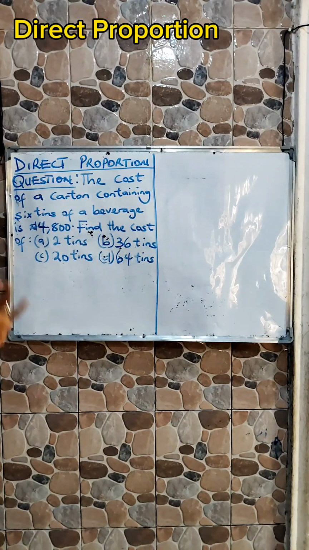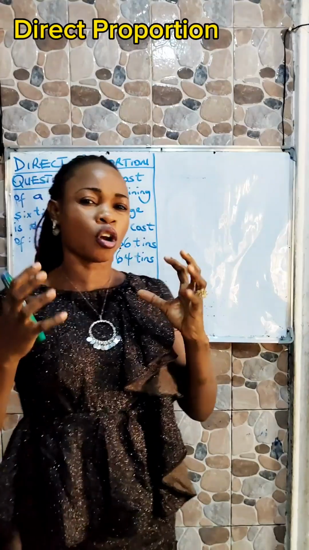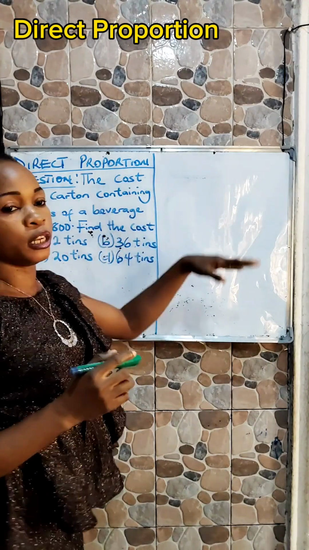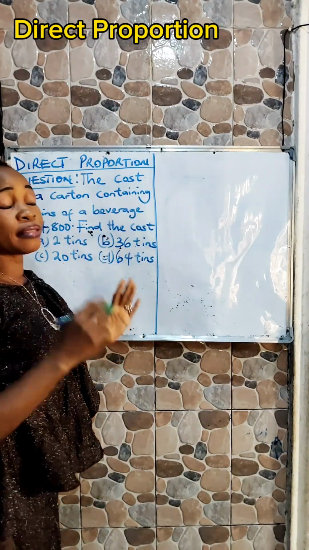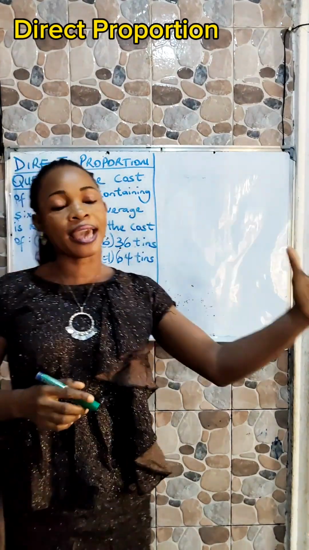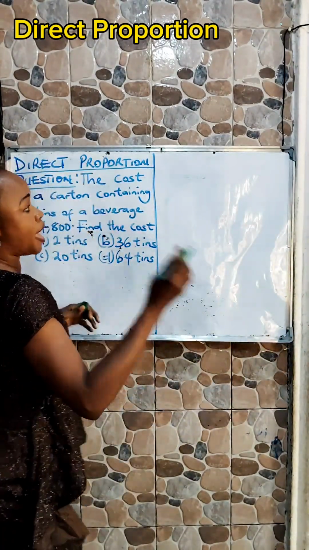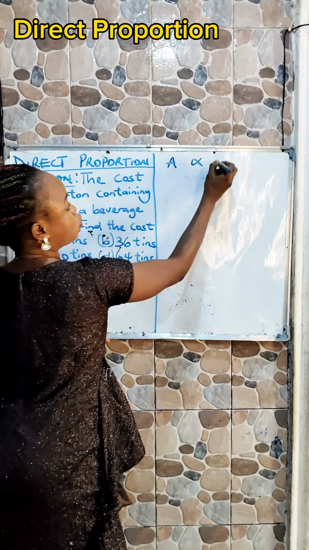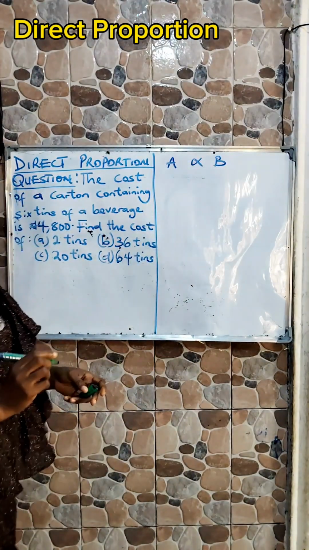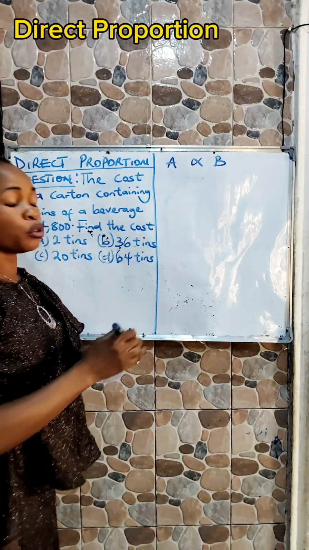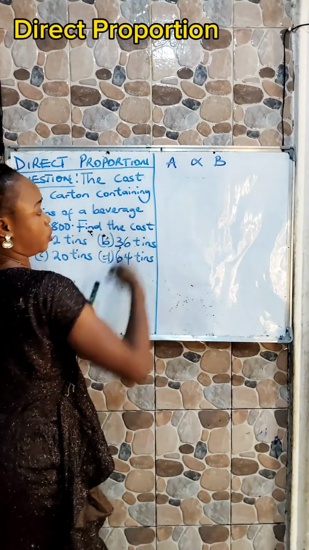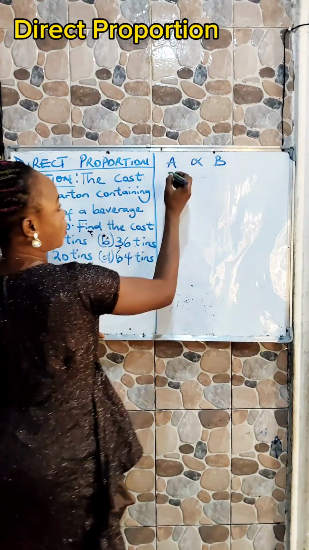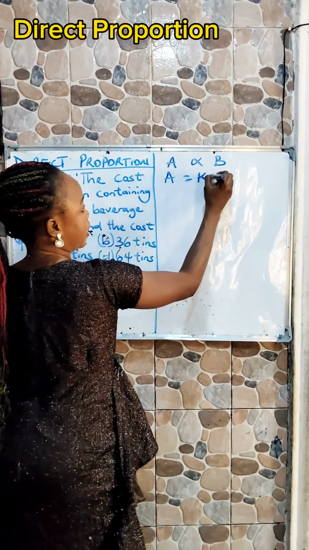Now, in direct proportion, the first thing I'd like you to do is to find your constant of proportionality. Let me explain a little before we go into the question. Let's say A is in direct proportion with B. This is the symbol. Now, this symbol is not equivalent to equal to. So when you want to convert this to equal to, you introduce the constant of proportionality. So we have A is equal to KB.